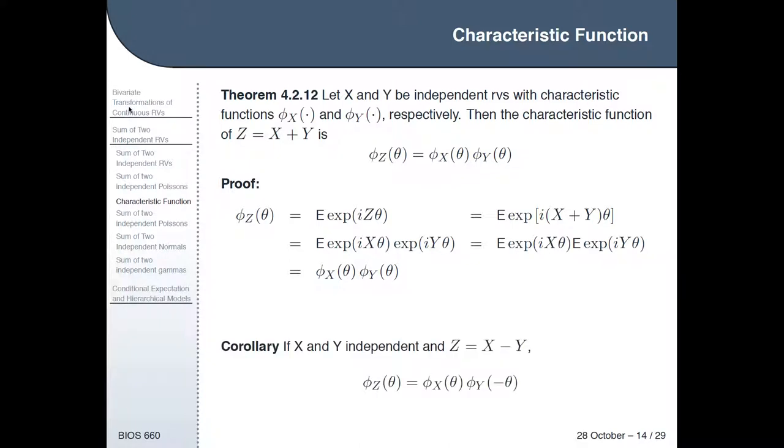And similarly, if x and y are independent and you want to find the distribution of x minus y, then you can just take the characteristic function of x evaluated at theta times the characteristic function of y evaluated at minus theta.